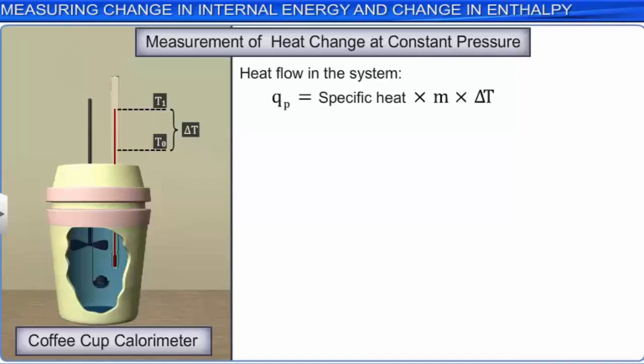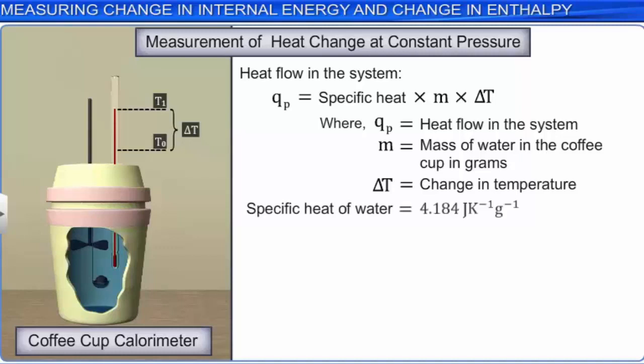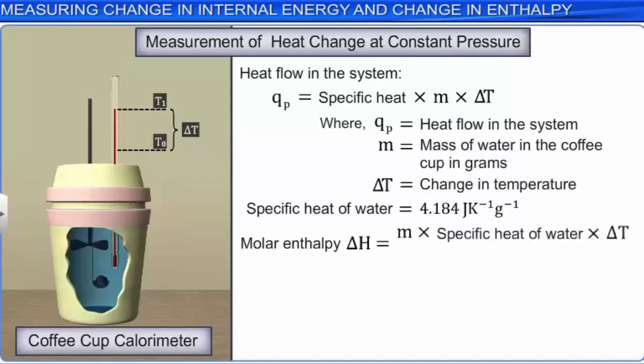where Qp is the heat flow in the system, m is the mass of water in the coffee cup in grams, and delta T is the change in temperature. Specific heat of water is taken as 4.184 joules per Kelvin per gram. Therefore, the formula for calculating molar enthalpy delta H substance is delta H is equal to m multiplied by specific heat of water multiplied by delta T divided by n, where n is the number of moles of the reacting substance in the system.